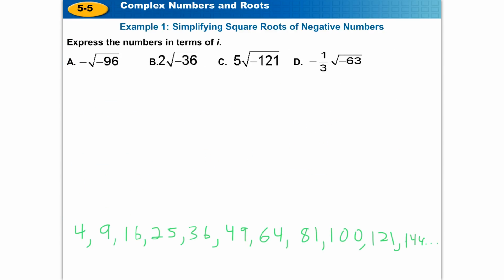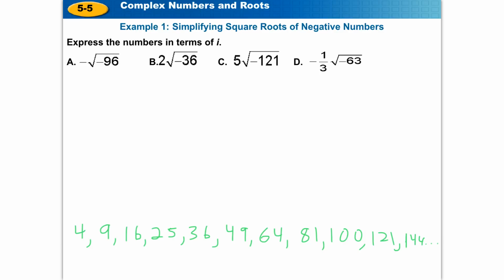Example 1, we're going to be simplifying square roots with negative numbers. For most of these problems, the negative sign that's inside the square root, we're going to move that outside, make it an i, and then solve these just like we've solved square root problems in the past. So you might want to pause right now and write down that list of squared numbers on the bottom of the screen.